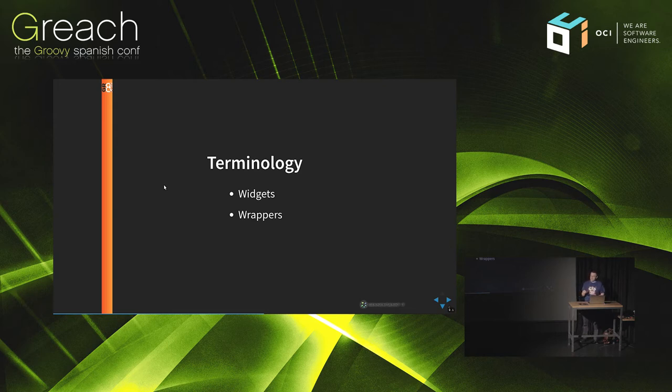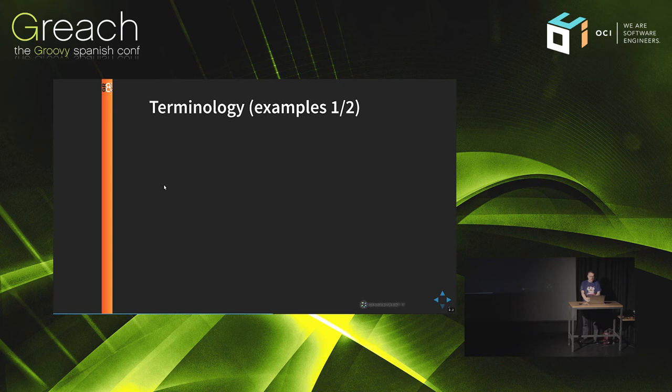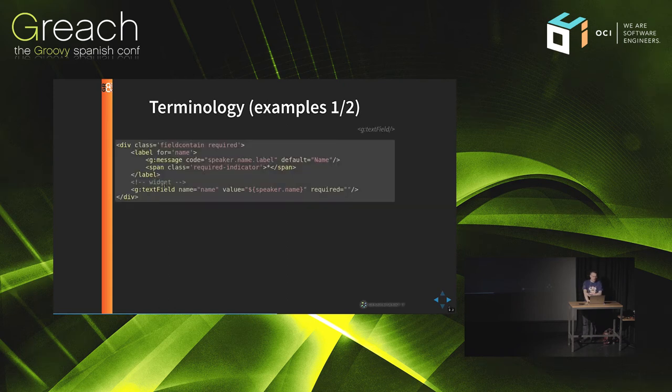So there's a very small amount of terminology here. We have widgets. That would be the input widgets, like an input text field or a selector or a text area. And then there's a wrapper, and that is what contains the label and the widget itself. And that goes both for the display widget and the display, and for field and widget. So just a few examples.